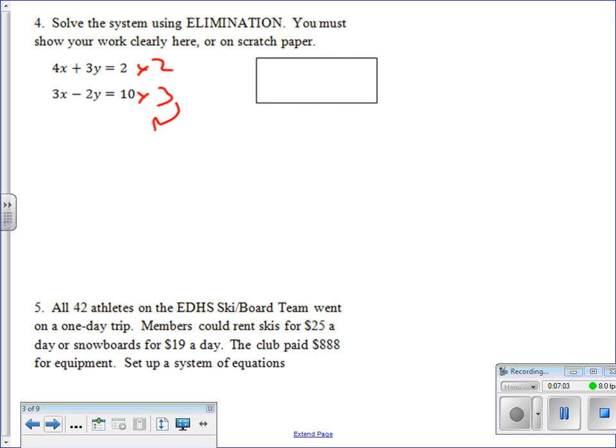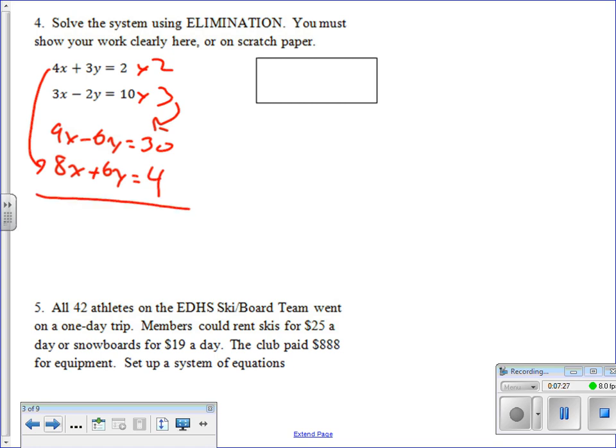So I do the bottom equation by 3 and I get 9x minus 6y equals 30. Top one by 2 and I get 8x plus 6y equals 8, or sorry, equals 4. 2 times 2 is 4, not 8. Come on, 2 times 2 is 4. And now, because I have 2 that are exactly opposite, I can add the equations. 9 plus 8 is 17x equals 34. Divide by 17, and x equals 2.